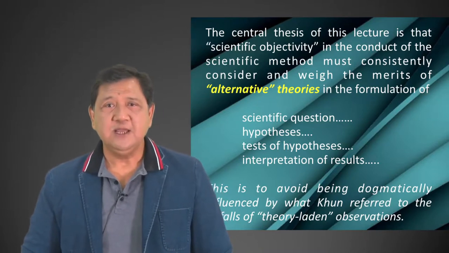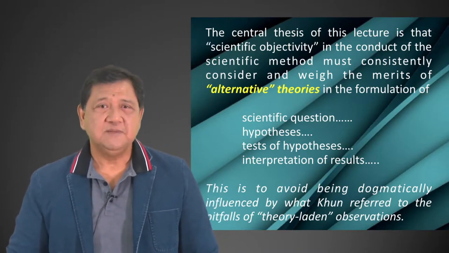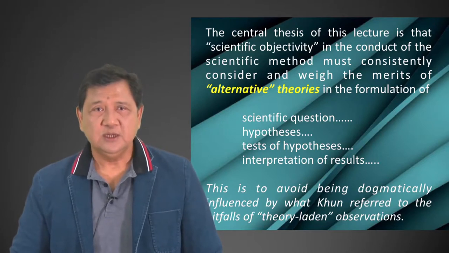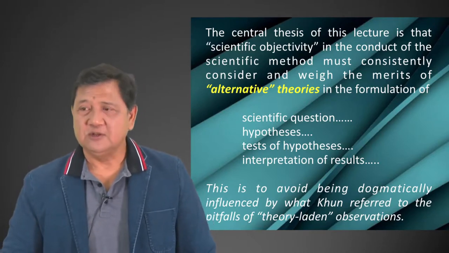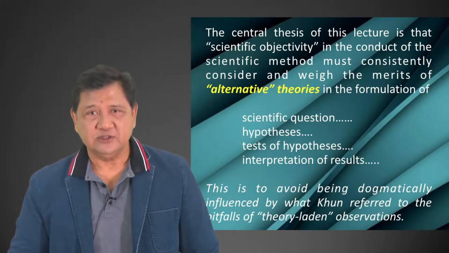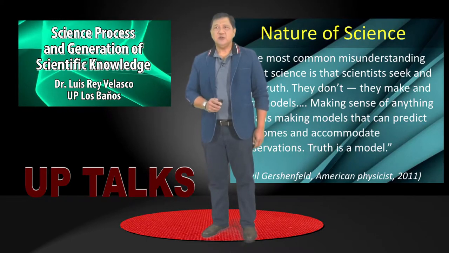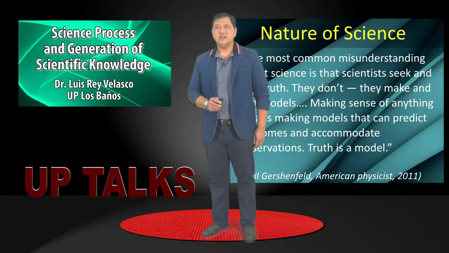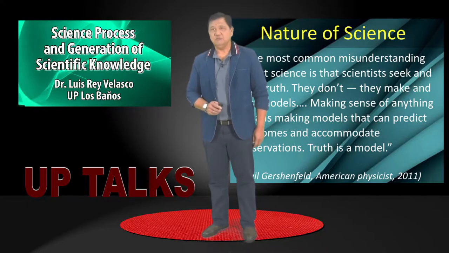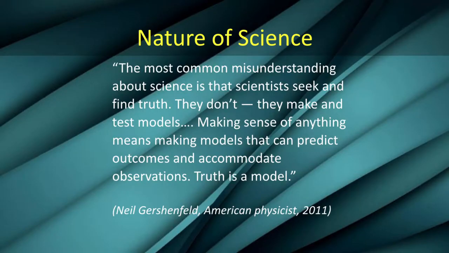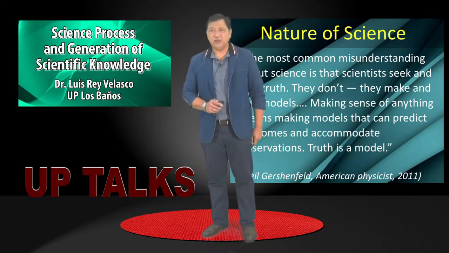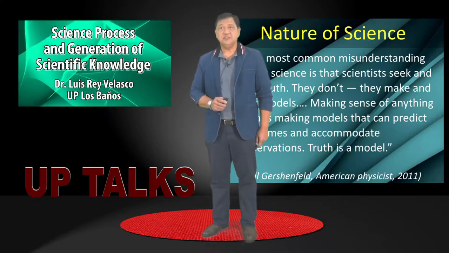This is to avoid being dogmatically influenced by what Kuhn referred to as the pitfalls of theory-laden observations. The most common misunderstanding about science is that scientists seek and find truth. They don't. They make and test models. Making sense of anything means making models that can predict outcomes and accommodate observation. Truth is simply a model.